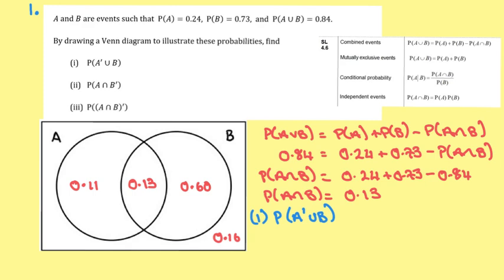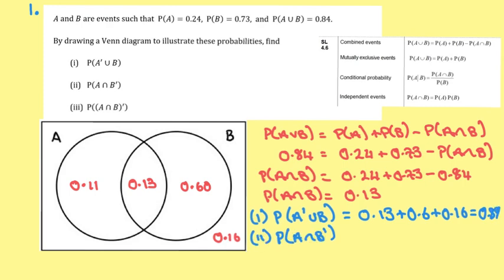Part 1. The probability of not A union B is equal to everything outside: 0.13 plus 0.6 plus 0.16, which equals 0.89.